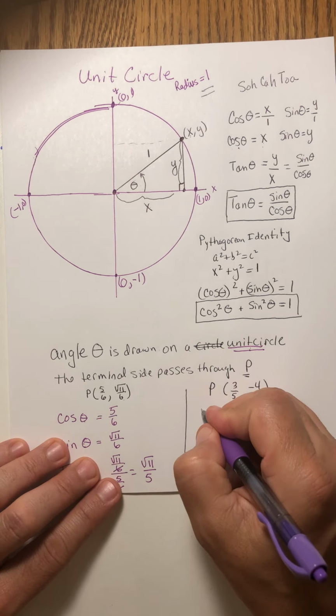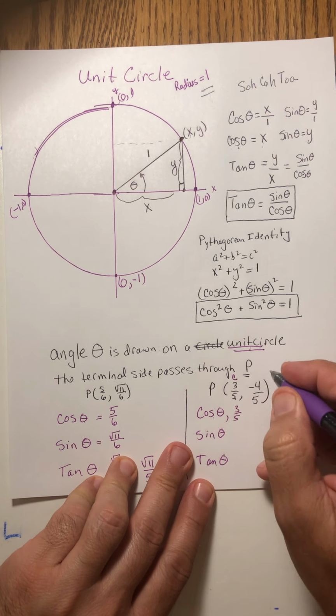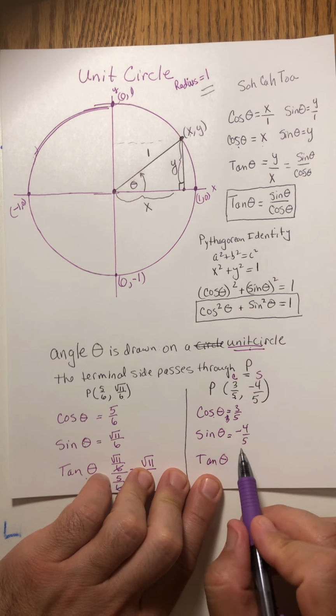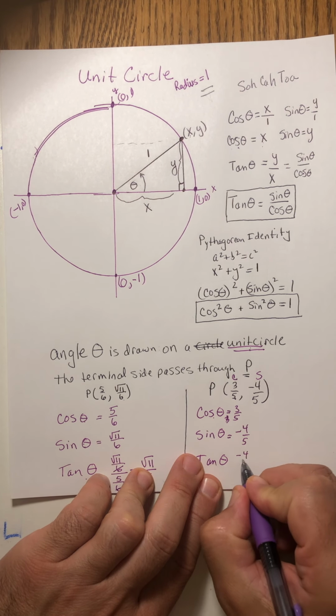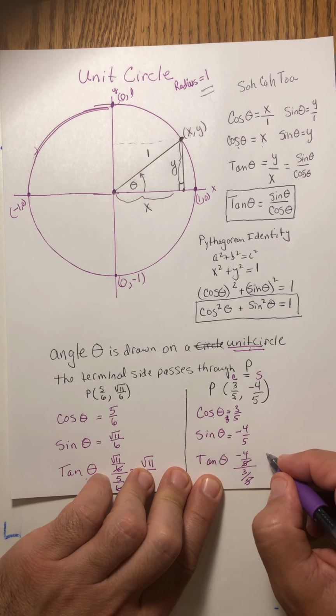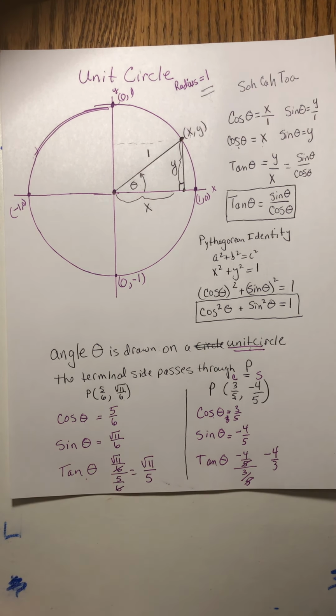Okay? Well, unit circle, passing through this point. Cosine is equal to, there's your cosine right there, 3/5. This is your sine, -4/5. And then tangent, sine over cosine. So -4/5 over 3/5. And then cross out those 5's because of a complex fraction. We can do that, -4/3. Okay.